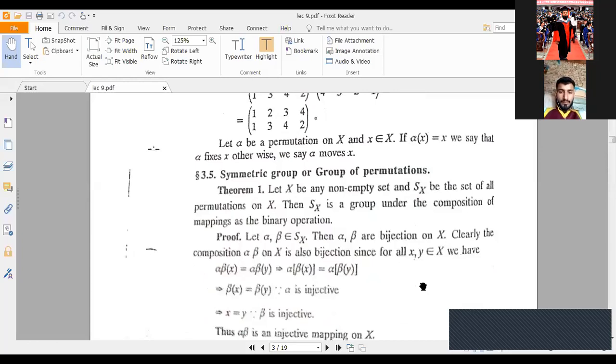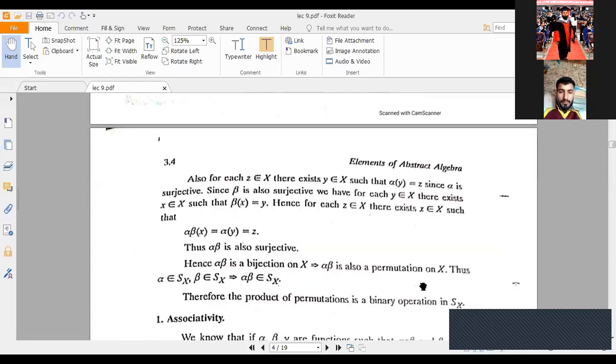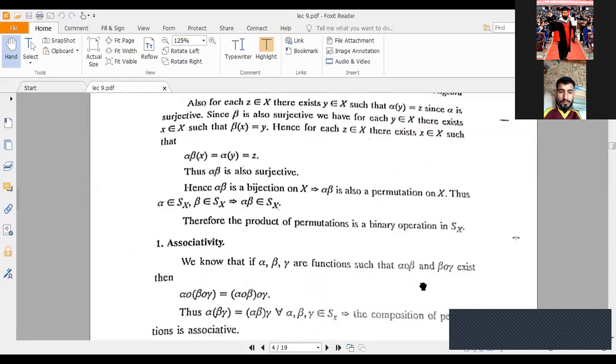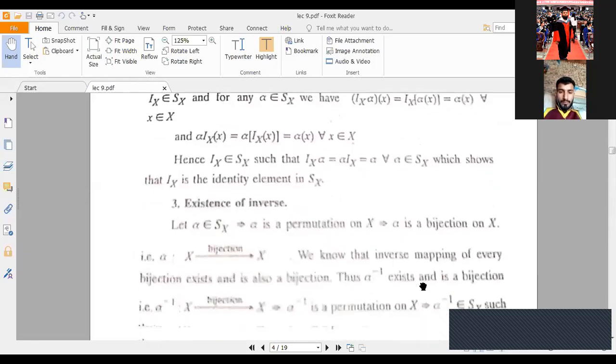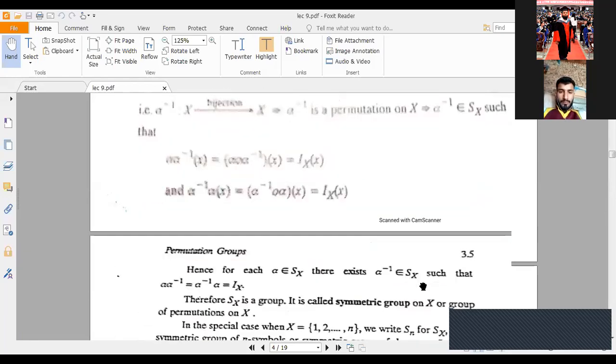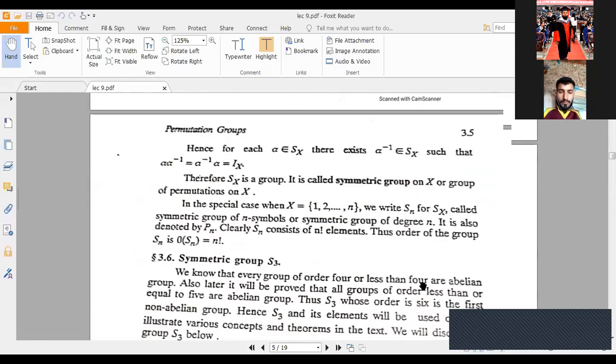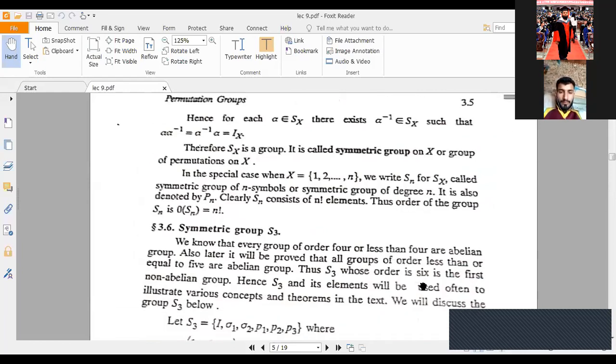The proof of this theorem is given here, it is very easy. You do it yourself. And this A sub X is a group. It is also called the symmetric group on X or group of permutations on X.